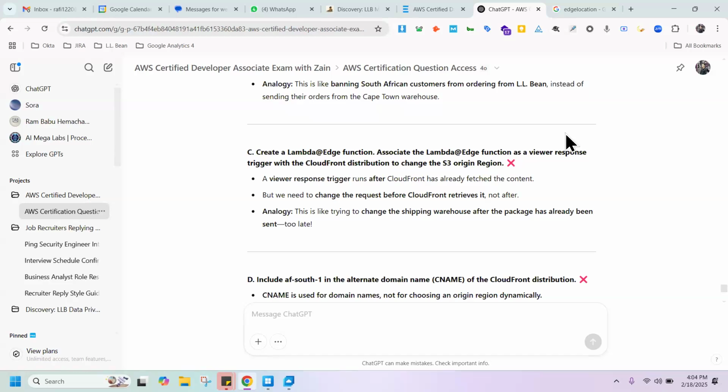Create a Lambda Edge function, associate the Lambda Edge function as a viewer response trigger with the CloudFront distribution to change the S3 origin region. So in that we have a difference. You have to remember the complete cycle. First of all, we have an S3 bucket, and we have attached CloudFront to the S3 bucket. After the CloudFront, we have Lambda Edge, which actually serves the content. Now it says associate the Lambda Edge function as a viewer response trigger. No, a viewer response trigger runs after CloudFront has already fetched the content. But we need to change the request before CloudFront fetches it, not after.